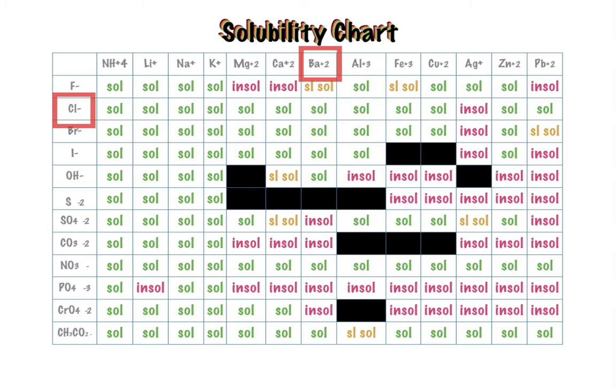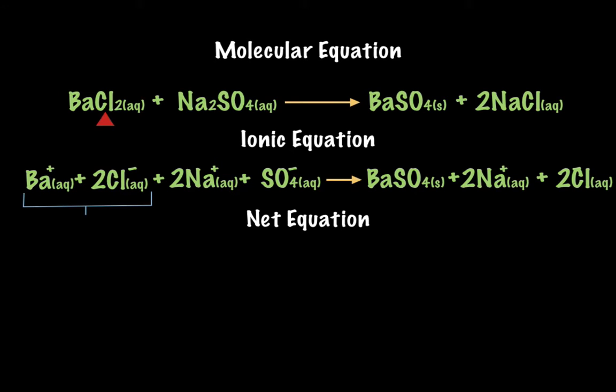Alright, so I'm going to go to the solubility chart and I'm going to look for barium and chloride, and I have those squared in red already for us. And I will see where they meet on the chart, and I see that they're soluble. And of course I can tell already that it's soluble, so it will be aqueous. There will be no precipitate that will form.